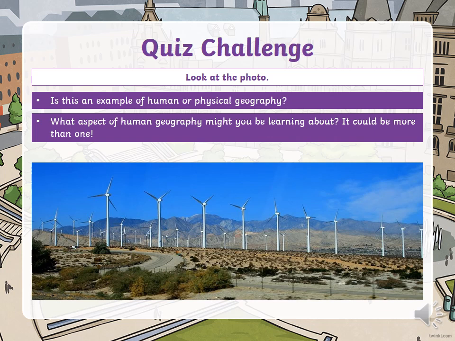But also, if you look, there's aspects of physical geography, because in the background you have the mountains, and then in the foreground you have some slightly arid desert land. So it has a bit of both in there, doesn't it? And these things are always related.